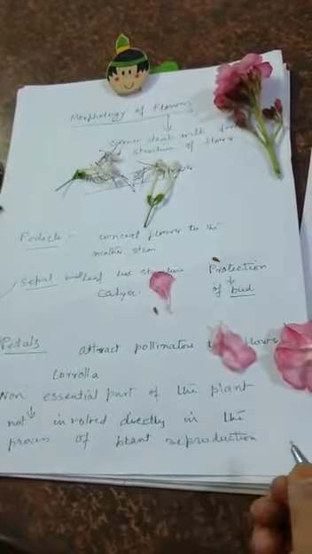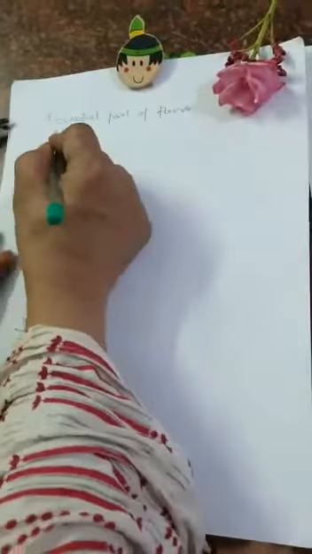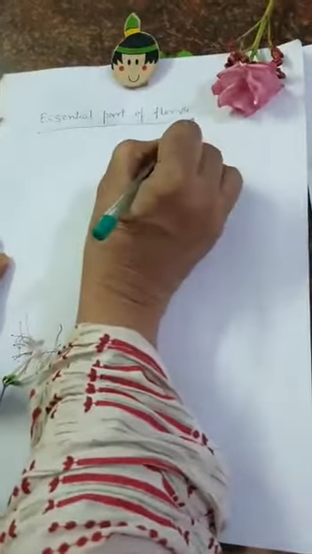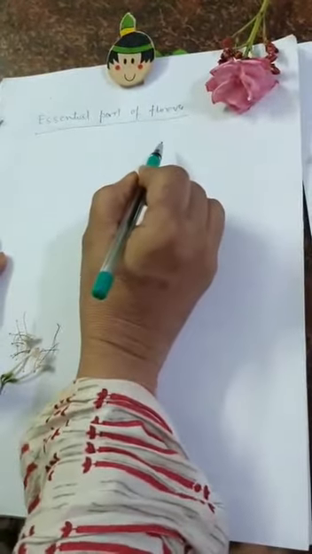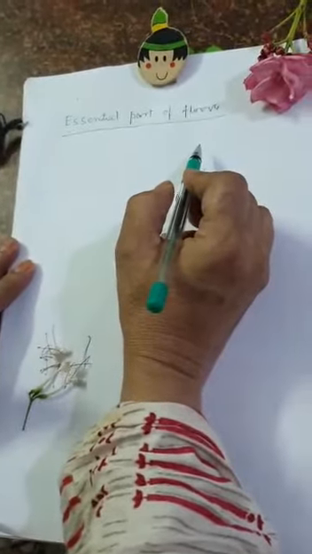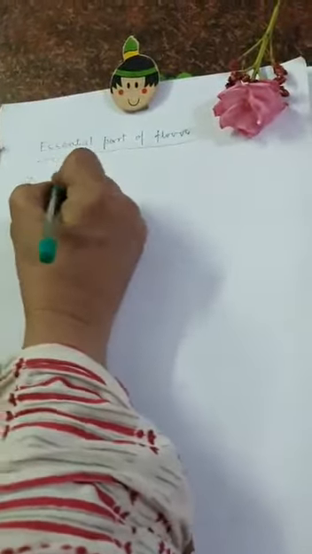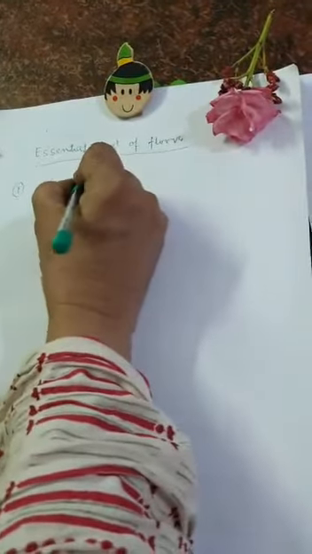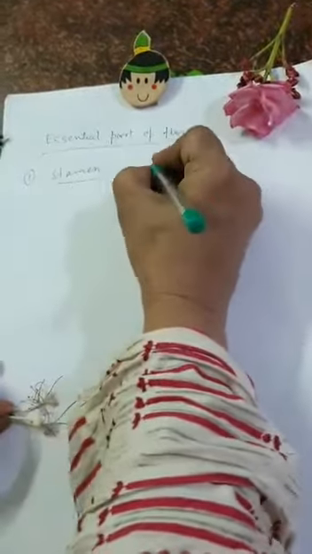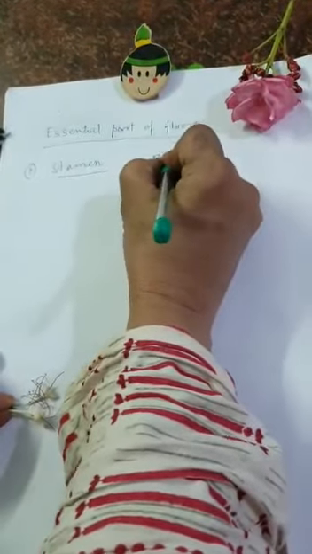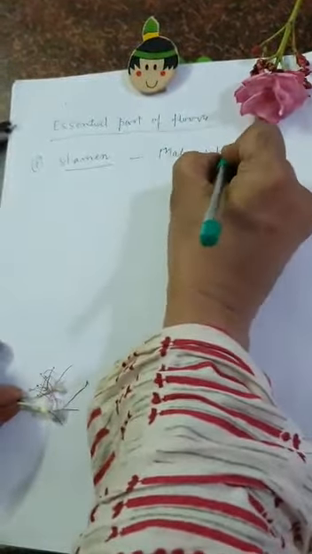Next is the essential part of the flower. Essential parts of the flower mean those parts which are essential for reproduction of the plant. This is the main purpose of the flower. These are, number one is the stamen. These are the male reproductive parts.